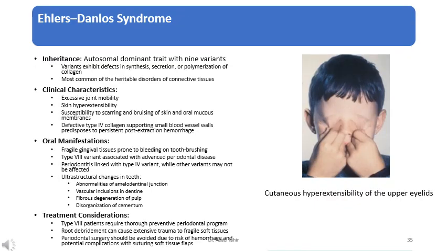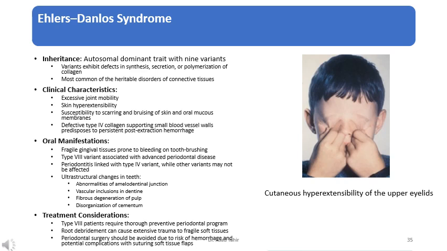Ehlers-Danlos syndrome. Inheritance, autosomal dominant trait with 9 variants. Variants exhibit defects in synthesis, secretion, or polymerization of collagen. Most common of the heritable disorders of connective tissues. Clinical characteristics. Joint hypermobility. Skin hyperextensibility. Susceptibility to scarring and bruising of skin and oral mucous membranes. Defective type 4 collagen supporting small blood vessel walls predisposes to persistent post-extraction hemorrhage.